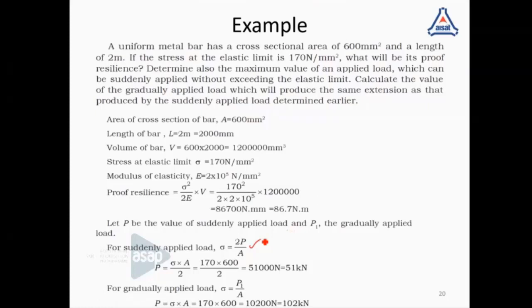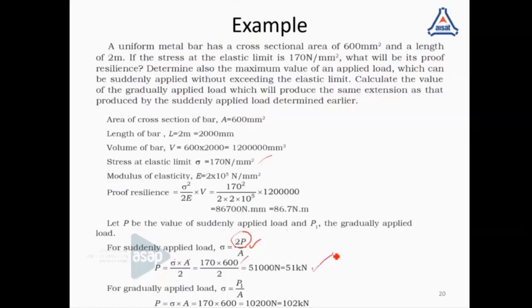Suddenly applied load means throughout the loading, the load is applied all of a sudden. Then we will consider it as 2P. If you consider it like this, we can determine P from the values of sigma and A which are available. Sigma is given as 170 and the cross sectional area is given as 600. Using that, we can find P, the suddenly applied load.